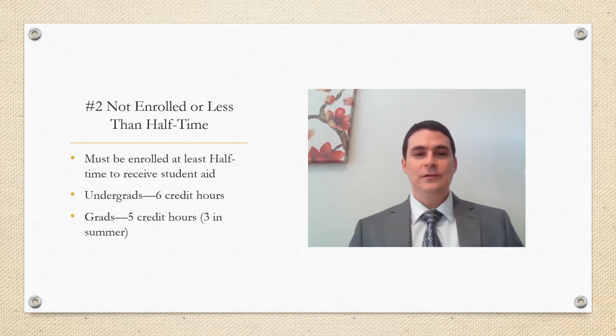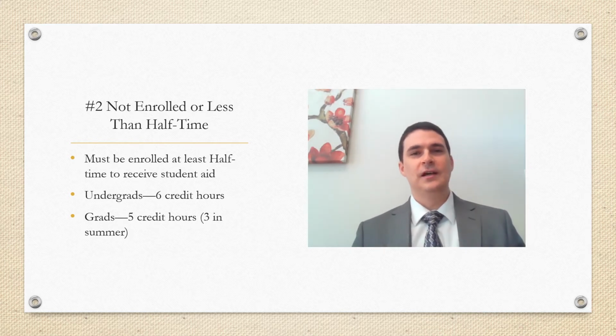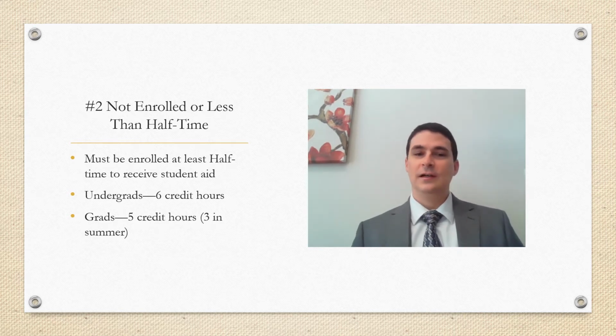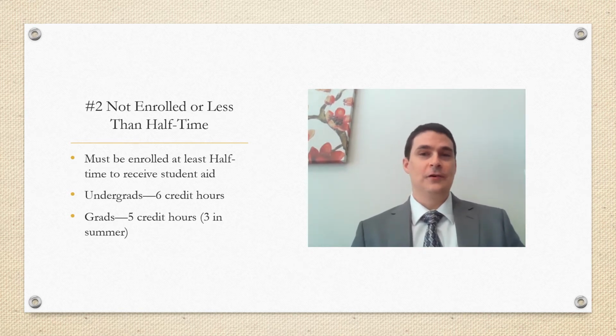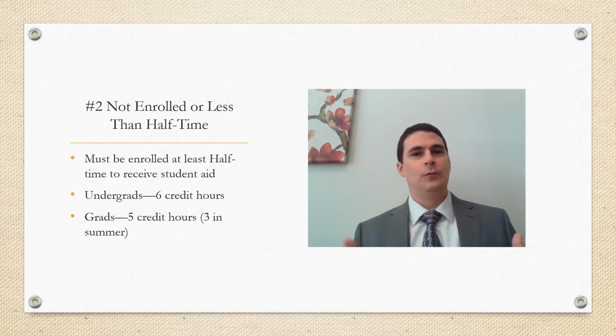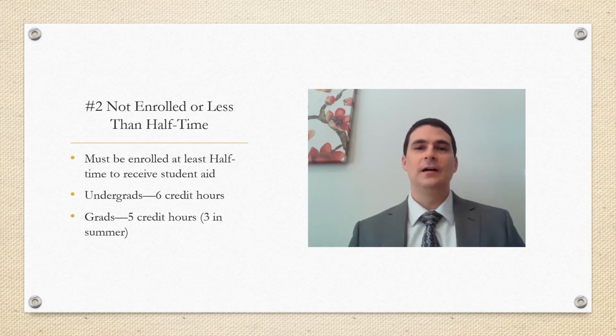For your graduate students, you need to be enrolled for at least 5 credit hours, but during the summer semester, you need to be enrolled at least 3 credit hours as a graduate student. Undergraduate students need 6 credit hours any semester, okay? Now, say you get to the first week of classes, you didn't get disbursed, and then you call our office, and we tell you you're not enrolled for enough hours. You could add another class so that you'll be over the amount of credit hours that you need, and then we'll be able to disperse the aid out to you, okay?